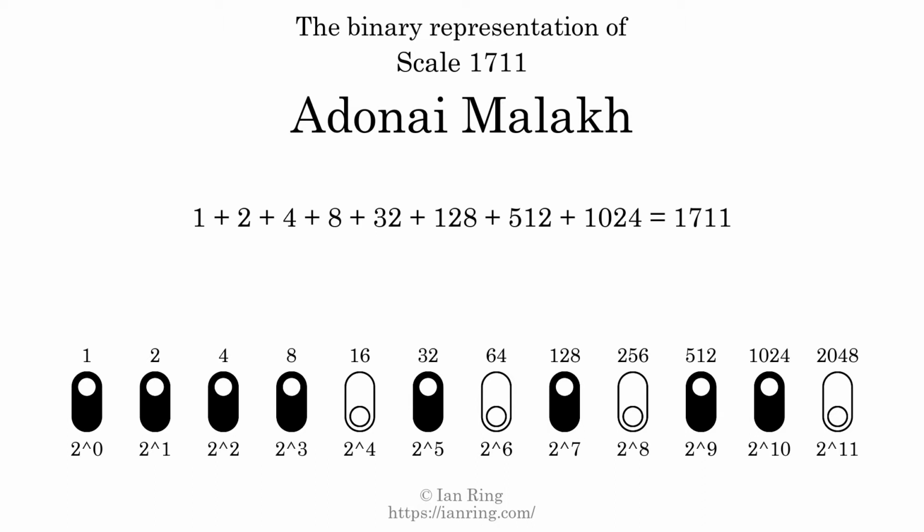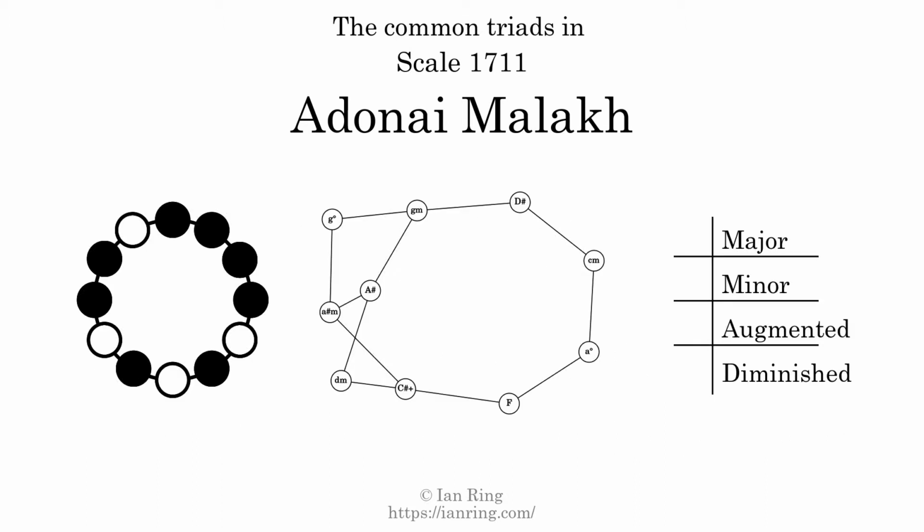The scale number not only enumerates the scale with a unique index, but it also literally describes the tonal content of the scale. Represented as a binary number in base 2, the scale number is 0110101011111. Here are the common triads present in this scale.